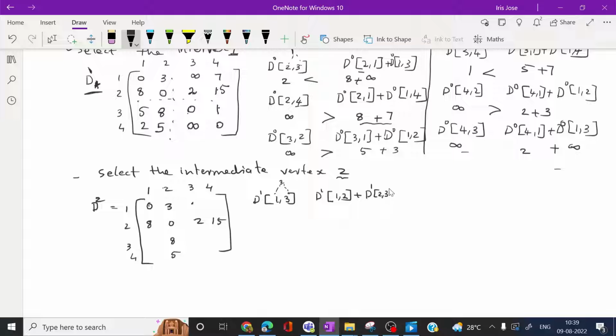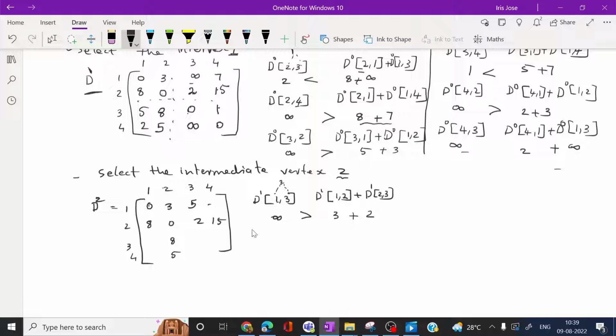D1, 2 to 3. So here the values are 1 to 3. The value is previous. We can check D1, 1 to 3. The value here is infinity. So infinity will be compared with D1, 1 to 2, which is 3, plus D2, 2 to 3, which is 2. So it is 5. So we will write the value 5 here. 5 is lesser than the infinity value.